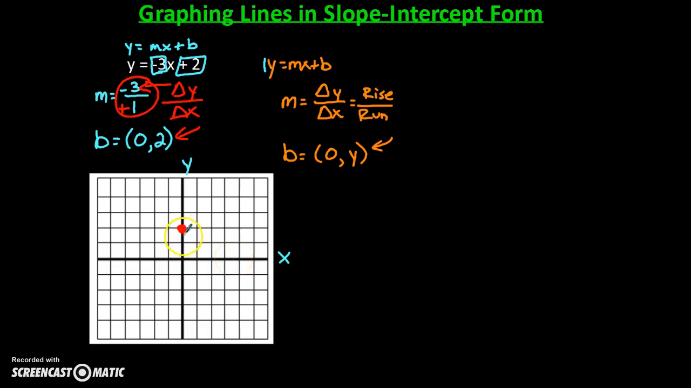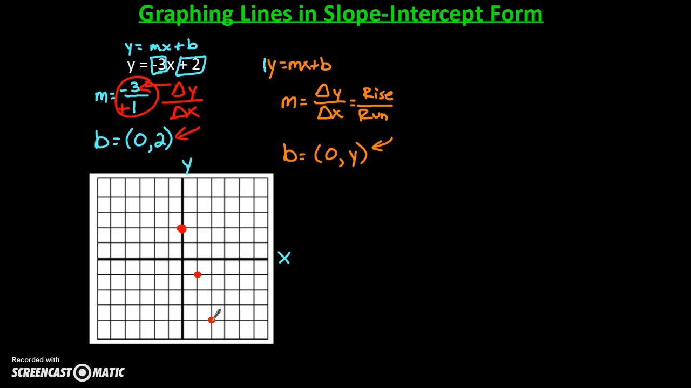So again, I'm going to drop down 3 for my change in y, and then to the right 1. And now I go again from the same point. I use that same slope again, so I drop down 3, 1, 2, 3, because it's the negative 3, and then I move over to the right, being specific with which direction, over 1.